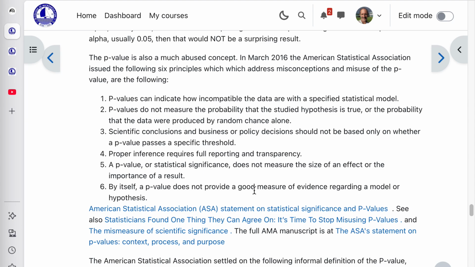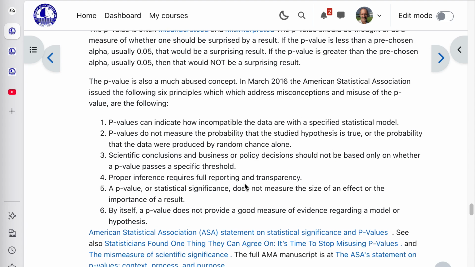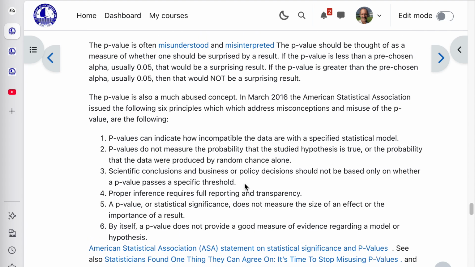So p-values don't prove anything. They really only tell you if you should be surprised, and at that point you need to do further investigation to take a look at how big the effect size is.